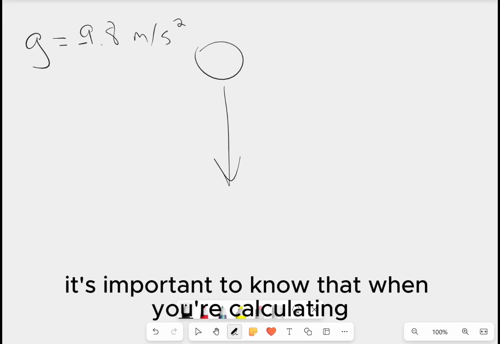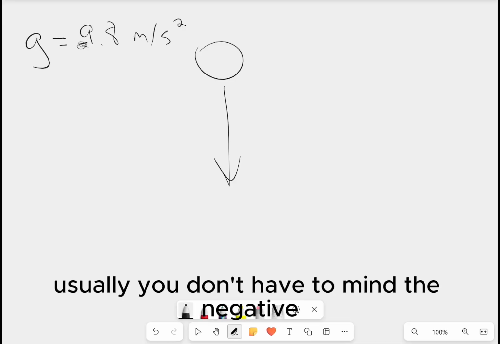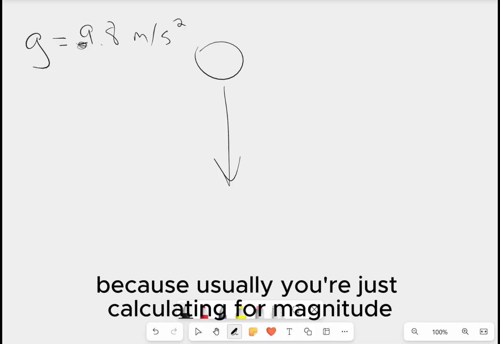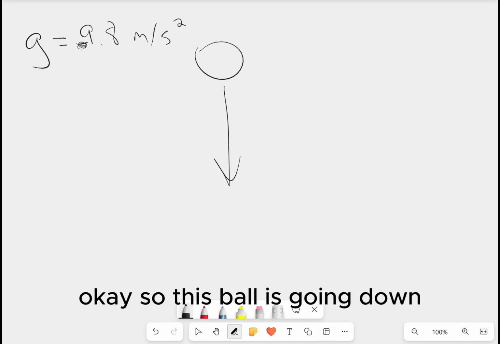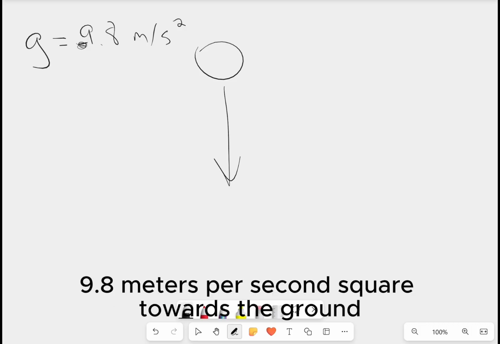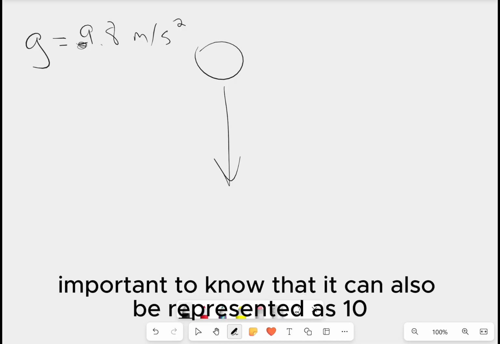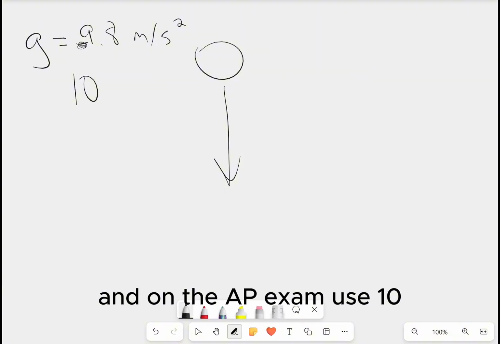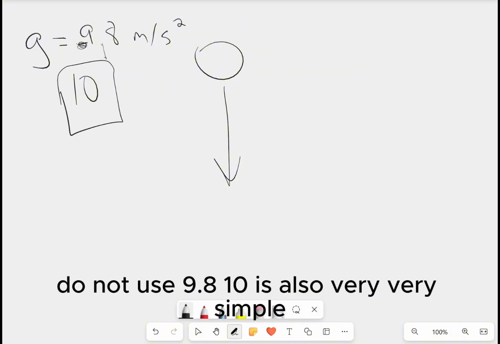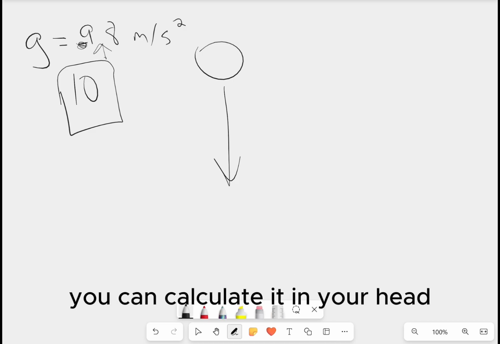However, it's important to know that when you're calculating, usually you don't have to mind the negative, because you're just calculating for magnitude. So this ball is going down 9.8 meters per second squared towards the ground. But it can also be represented as 10. And on the AP exam, use 10. Do not use 9.8. 10 is much simpler to use. You can calculate it in your head.